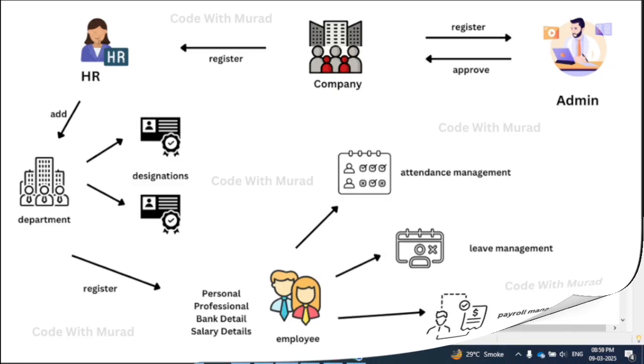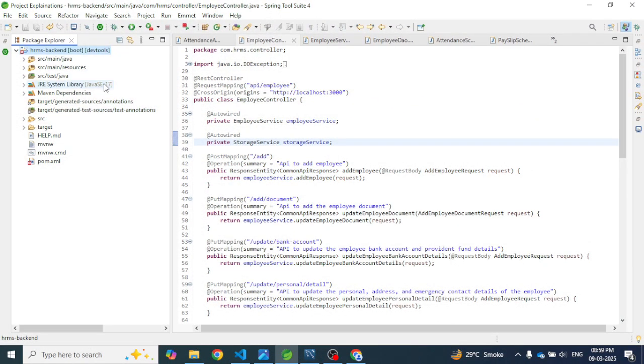For that, let's go to the other end. So firstly, let's see our backend code. This is our backend project, HRMS backend. As I've already told, I have used Spring Boot 4 for the development of the project, and we have used Maven for the project and dependency management.